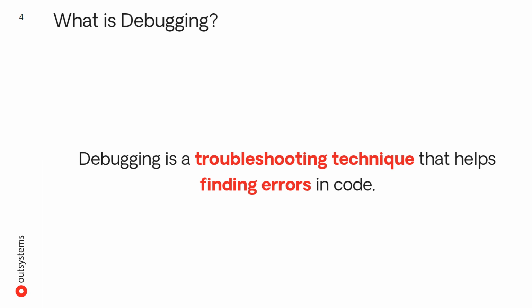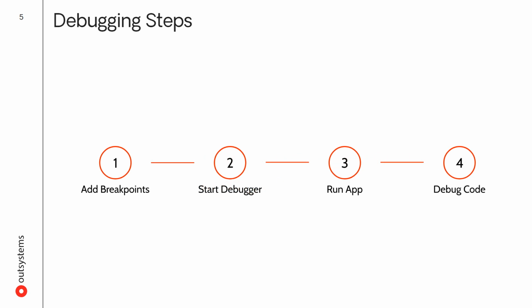What is debugging? Debugging is essentially a troubleshooting technique that helps detect errors in software code through a methodical analysis of the code. It also helps remove the errors found, to guarantee that the code runs according to desired specifications. How can we debug an app? There are 4 main steps to take.